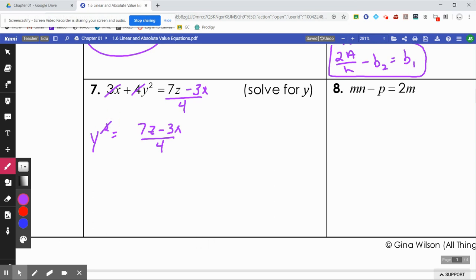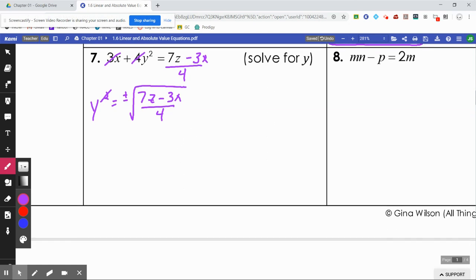To get rid of a square, we square root the other side. But we always put a plus and minus symbol in front of it when we do. So now y is by itself. Now one thing we could do to clean this up though, square roots can be split. The square root of a fraction, like the square root of 9/16, could be split into the square root of 9 over the square root of 16.